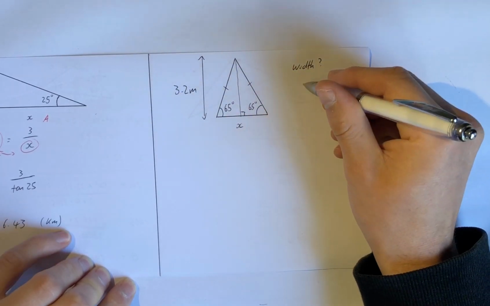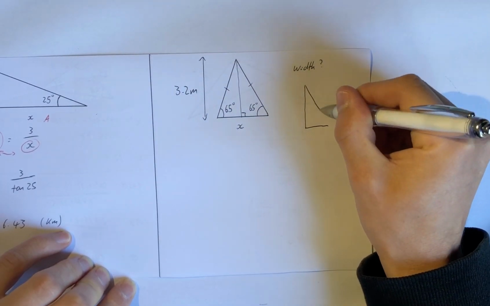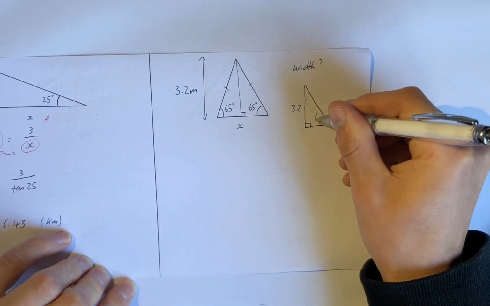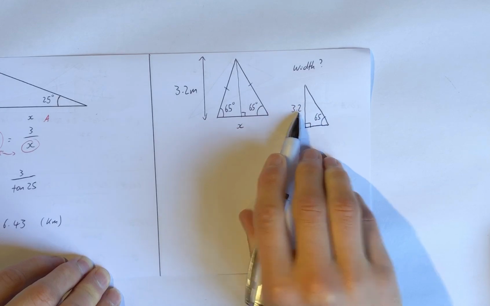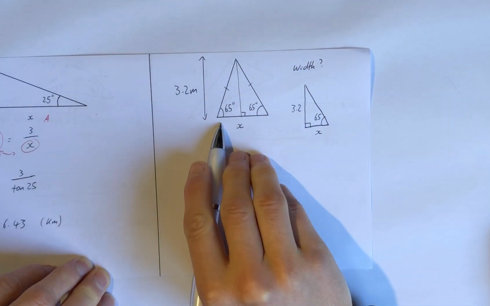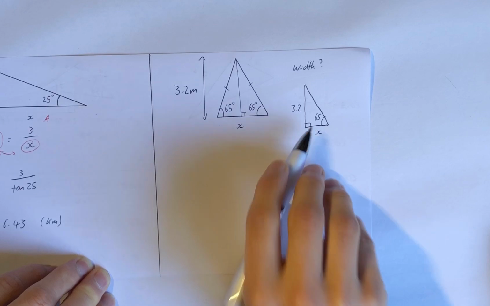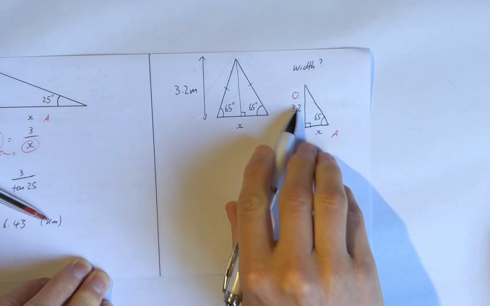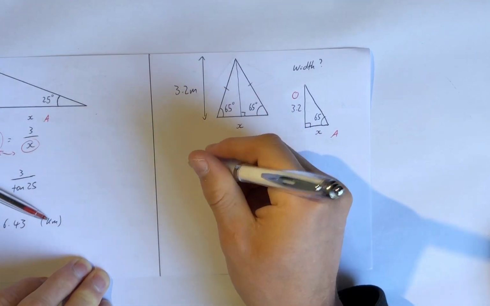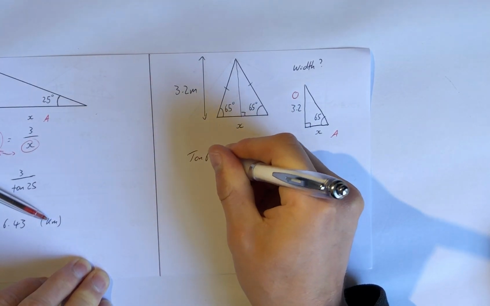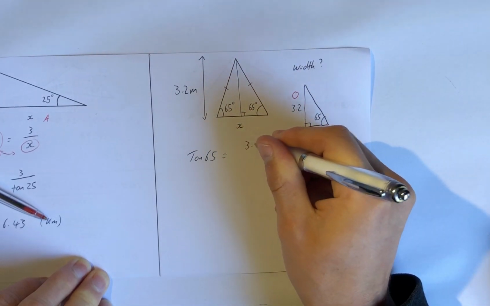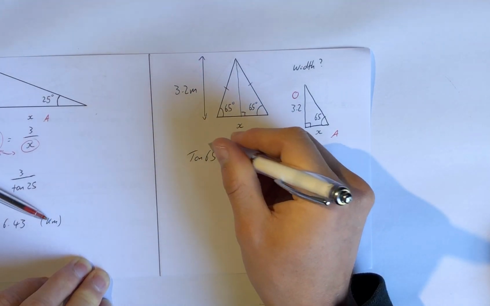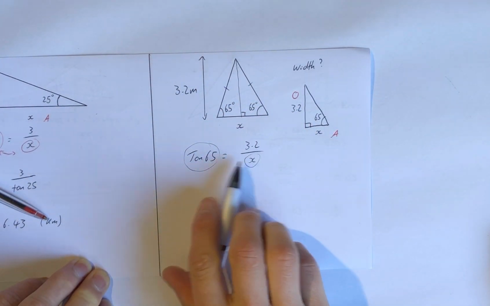So what I tend to do is I tend to redo my triangle with just the bare minimum information. So 65, 3.2, and it's this side here I want. I'm going to have to double it because I want that total width. So I label my side O and A, and again it's going to be a tangent, it's TOA. So if I took tan of 65, that would be the same as 3.2 over x, the opposite over the adjacent. I can do the switch because my unknown's on the bottom.